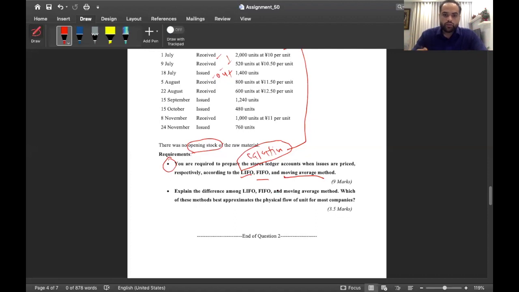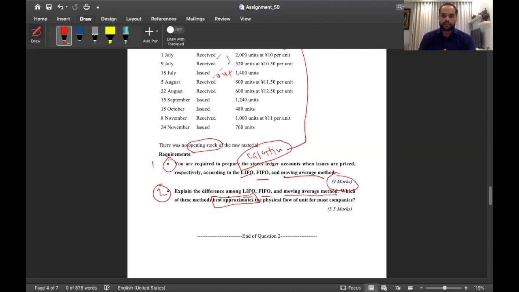All right. So these questions, requirements 1 and 2. Requirement 1 contains 9 marks, which means 3 methods, 3 marks each, right? So only calculation. You don't have to write theory or comments in the first requirement. Now, the second requirement is to explain the difference among LIFO, FIFO, and moving average method, and which method provides the best physical flow of units, which means which method is more likely to be used by organizations and why. So the second requirement is a discussion-based question.